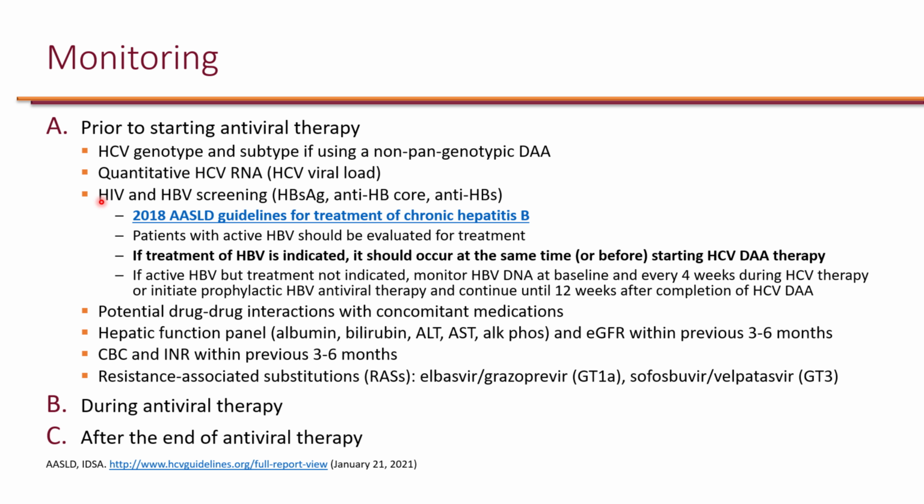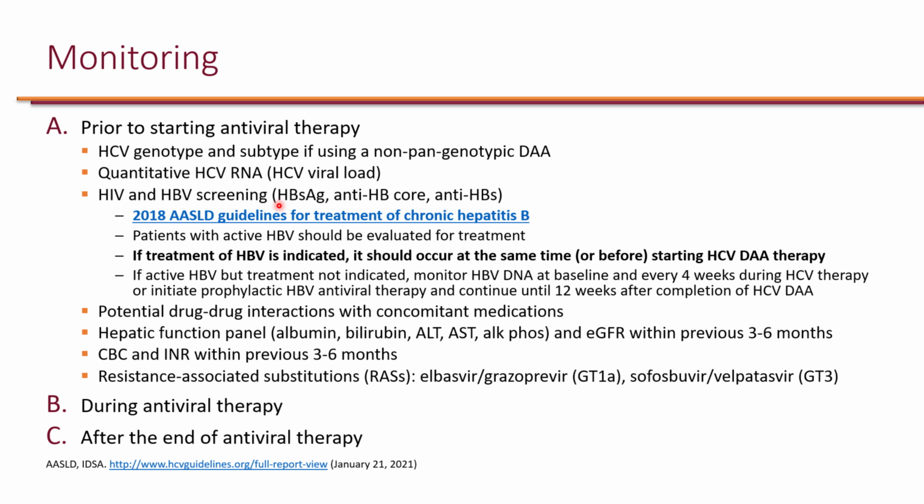And then we also need to screen the patients for HIV and Hep B. With HIV, obviously because the same risk factors that expose the patients to hepatitis C can also expose them to HIV. But Hep B is particularly important to be screened, and we use the surface antigen. And we use the Hep B surface antigen, anti-Hep B core antibody, as well as total anti-Hep B surface antibodies. These all come from the Hep B panel.